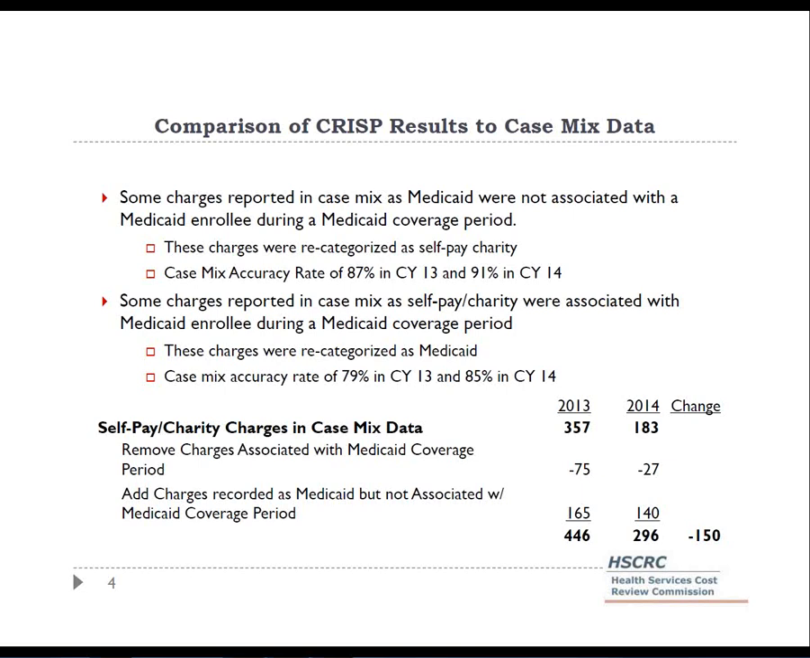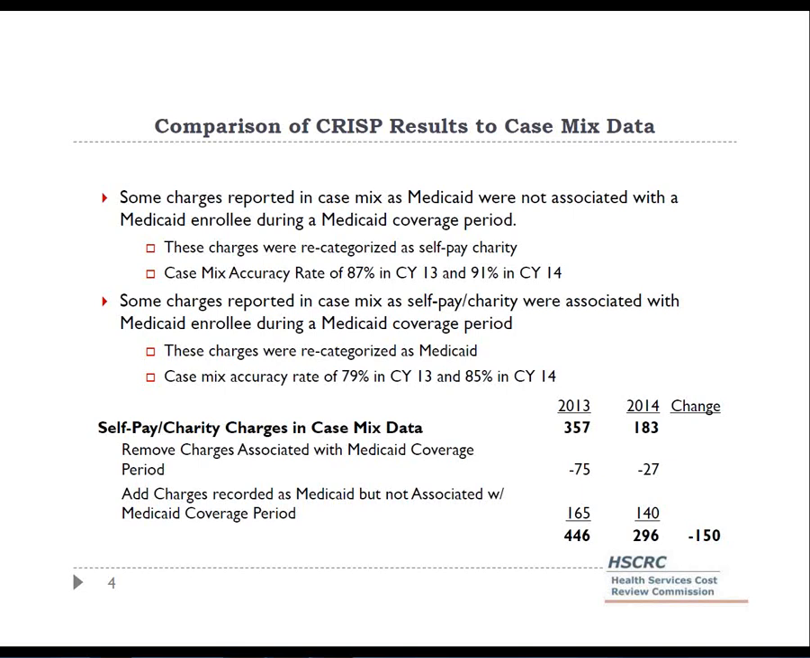So first, what Chris did was go through and identify who was actually covered by Medicaid and which hospital charges are related to that. And then so we knew from our case mix data which charges really were related to Medicaid. And knowing that, we took our case mix data for the self-pay and charity, and we said, well, for those folks who were actually enrolled in Medicaid, but the hospital thought the expected payer was self-pay charity, we're going to consider those to be Medicaid. You know, we're going to remove them.